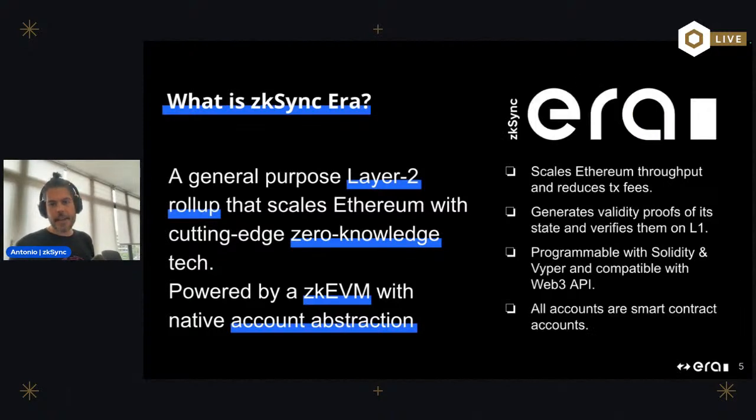And finally, it has native account abstraction, which means all accounts on ZkSync are smart contract accounts. There are no EOAs, but you can still use MetaMask or the wallets that everyone is familiar with. We do this because behind the scenes, we are assigning smart contract accounts to externally owned accounts. And we'll get into more details about that later. So that's ZkSync Era.